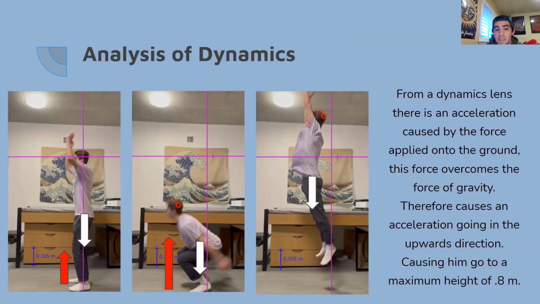For the dynamics lens, I set the red arrow to be the force of normal and the white arrow to be the force of gravity. In the first picture, you can see Jackson is standing still, so they will be equal to each other. In the second picture, the force normal will be greater, therefore giving him an acceleration upwards. It will be greater than the force of gravity arrow. In the third picture, when Jackson is coming back down, there will be no acceleration except for the acceleration of gravity, which is just a white arrow, which will carry him back down.